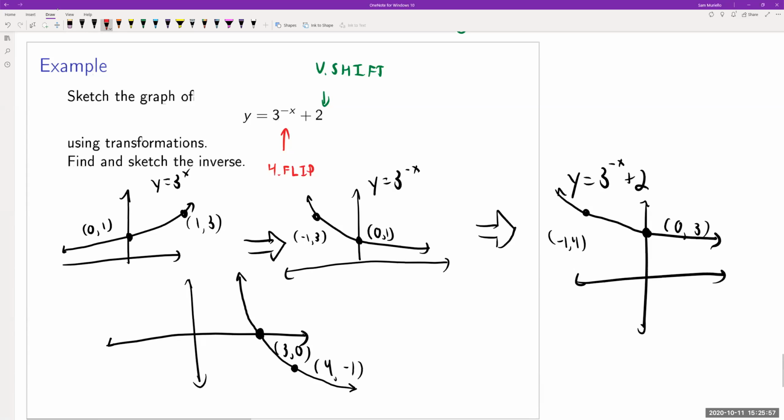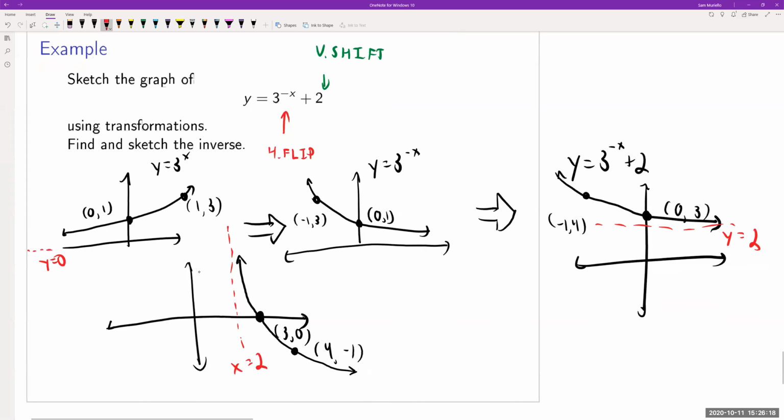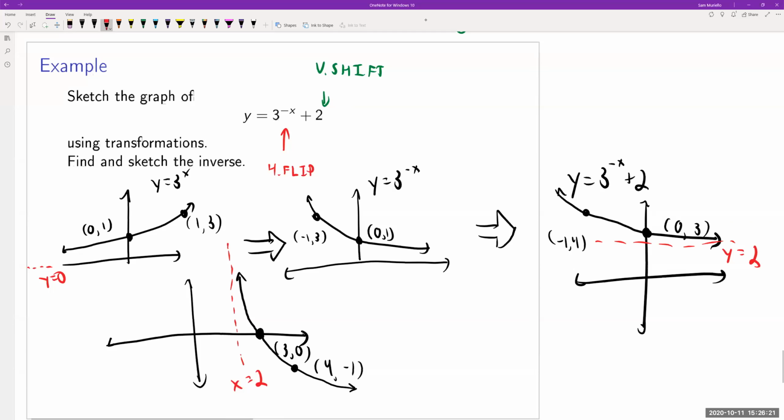The original graph had an asymptote at y equals 0, and the shifted graph has its asymptote at y equals 2, as we were shifted upwards by 2. Thus, the logarithmic graph would have its vertical asymptote at x equals 2. Everything is simply changed in x and y. That's all we've got for this lesson. We'll see you next time.